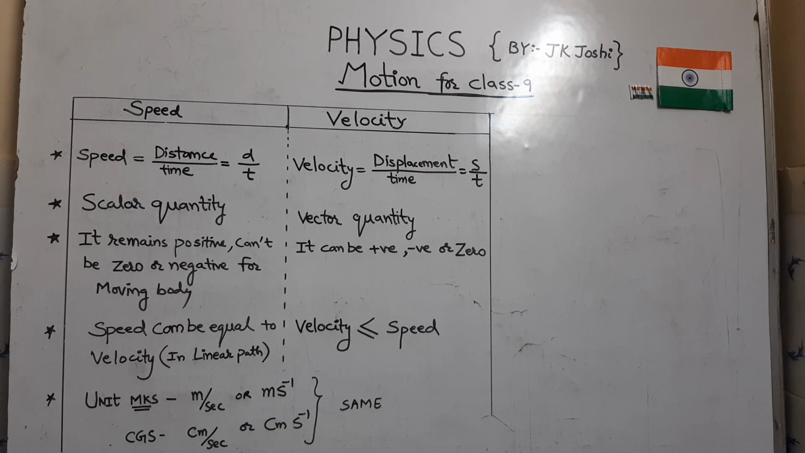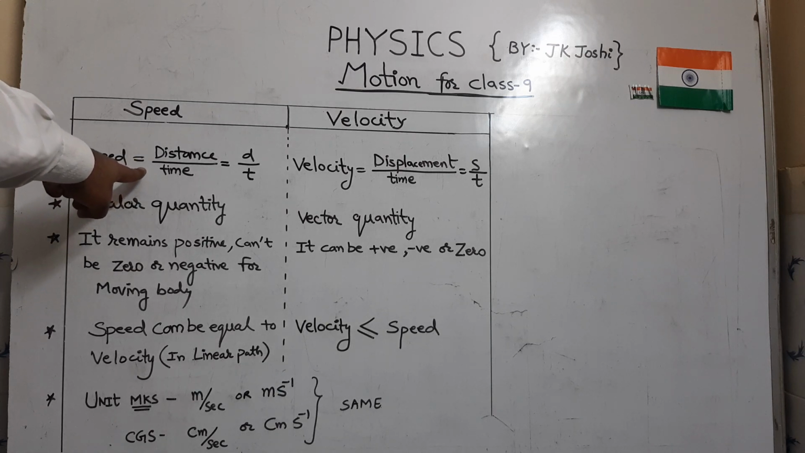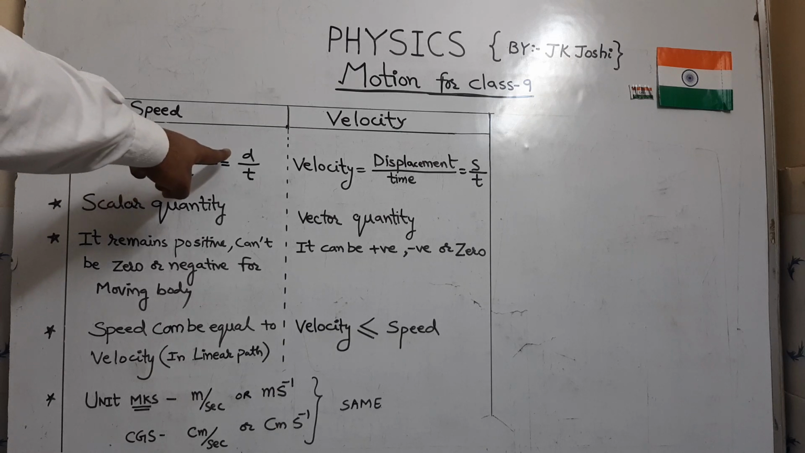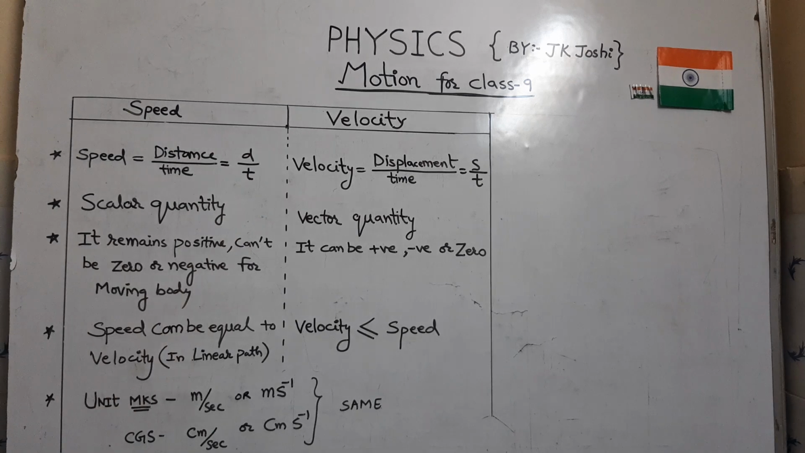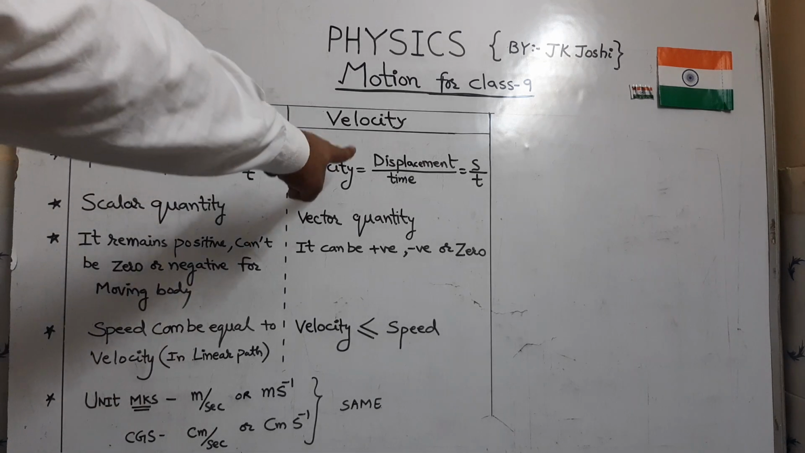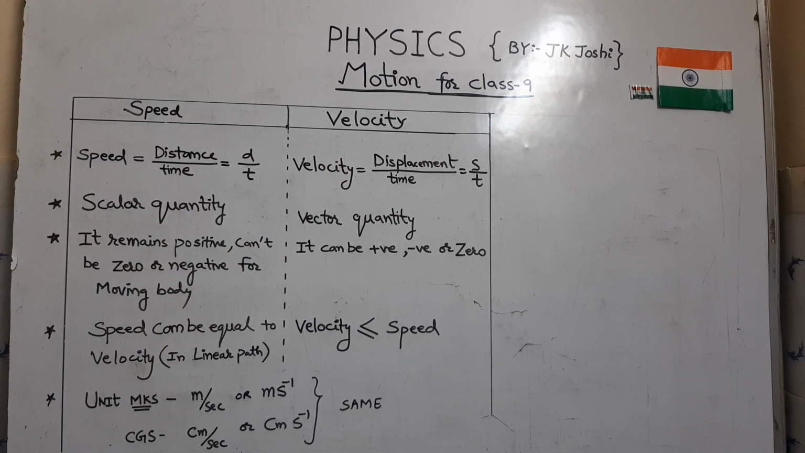Now, the formula: speed equals distance divided by time t. Distance is represented by the symbol d and time by t, whereas velocity equals displacement divided by time t, represented by s divided by t, where s stands for displacement.